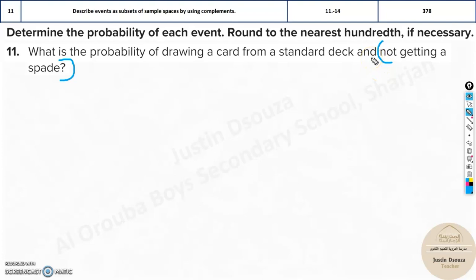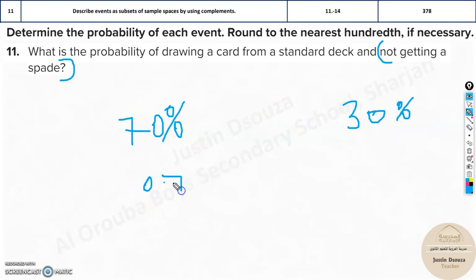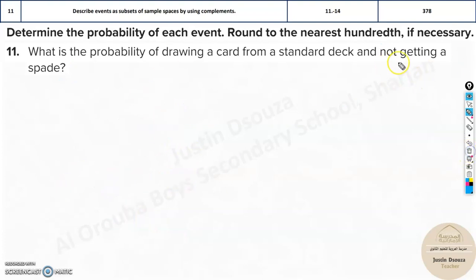Now, I'll give you another example. The probability of, say, Ali going to the movies is 70%. The probability that Ali will go to the movie is 70%. What is the probability he will not go? It's just 30%, right? Whatever is remaining. How would we do it? The probability of going is 0.7. Not going would be 1 minus 0.7, that is 0.3. So if you know the probability of something, the probability of the opposite is 1 minus that probability. So not getting a spade.